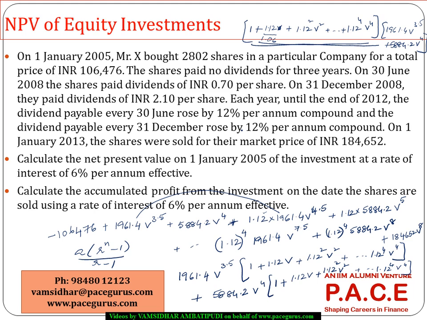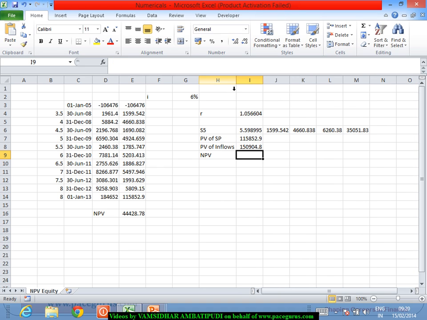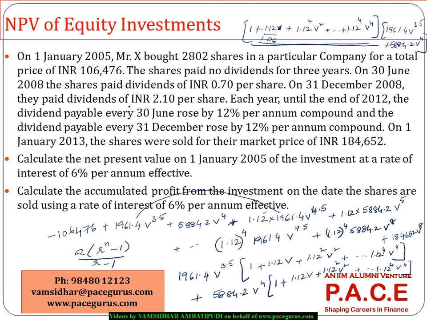And then the same thing I can do with the final selling price. The PV of the selling price is working out to 184,652 divided by 1 plus 6% to the power 8, because this is coming at the end of 8 years. So the PV of inflows, where the dividends as well as the selling price come up, the total present value of the inflows is somewhere around this, and I know that is the outflow. So that is where I can get the NPV. Even if I am doing it through this mechanism, these are the inflows and this is the outflow. Overall my NPV again is coming out to 44,428.